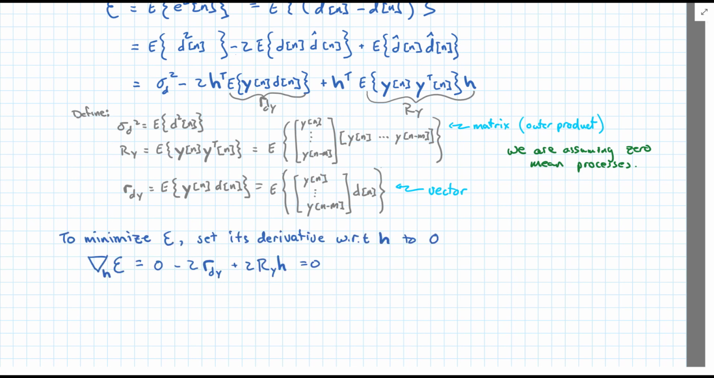Okay, so to minimize this expected squared error, we simply take its derivative with respect to h and set that to 0. And the sigma d squared term, it's not a function of h, so its derivative is 0. We have minus 2 r_dy, and then plus 2 R_y h.